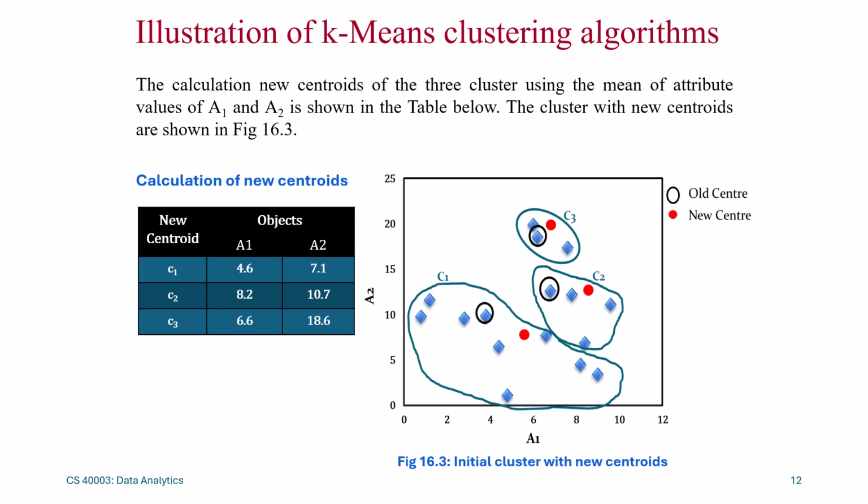The calculation of new centroids of the three clusters using the mean of the attribute values of A1 and A2 is shown in the table below. The cluster with the new centroid value is also shown in the figure. Now new centroid values have been calculated for cluster 1, cluster 2 and cluster 3. For cluster 1, the new centroid values are 4.6 and 7.1. For cluster 2, 8.2 and 10.7. For cluster 3, 6.6 and 18.6. In the right hand side figure, old centroid values are circled in black color, and new centroid values are shown as red data points.